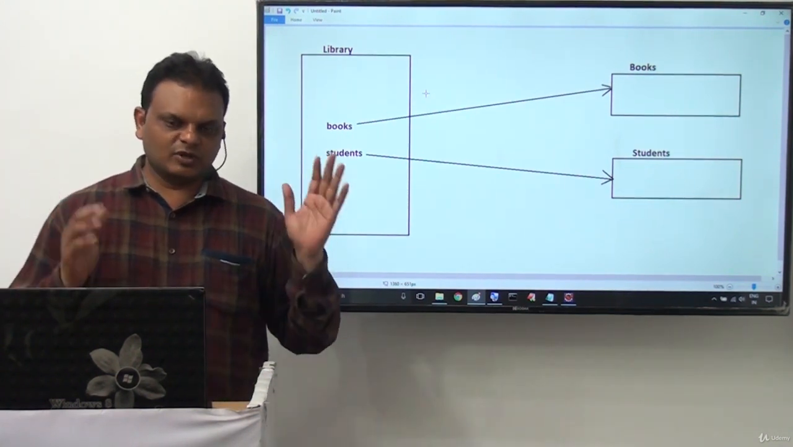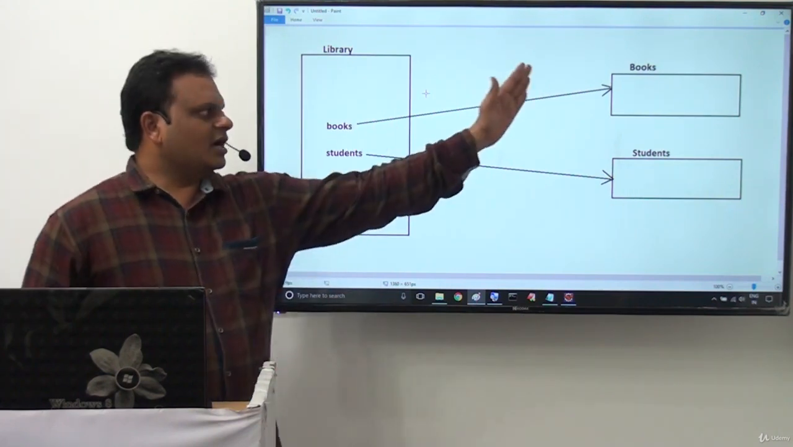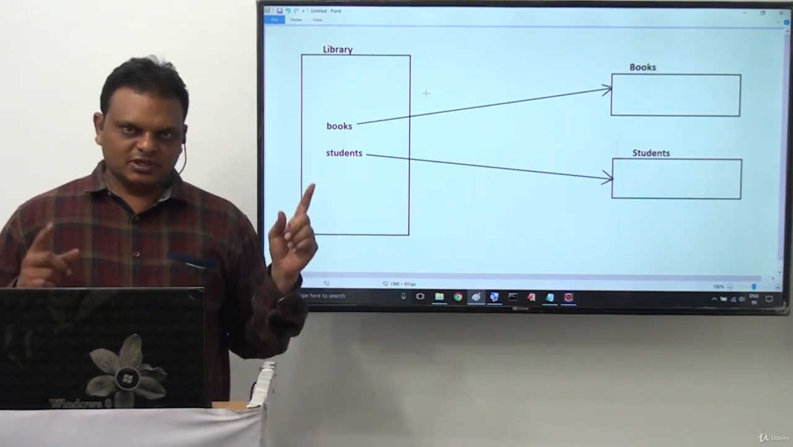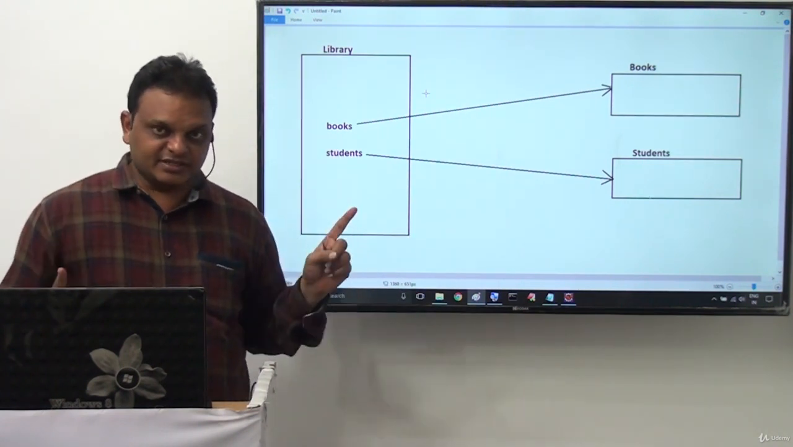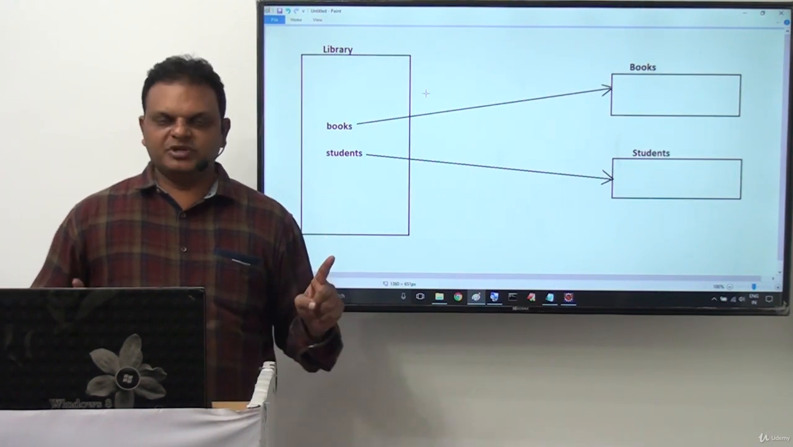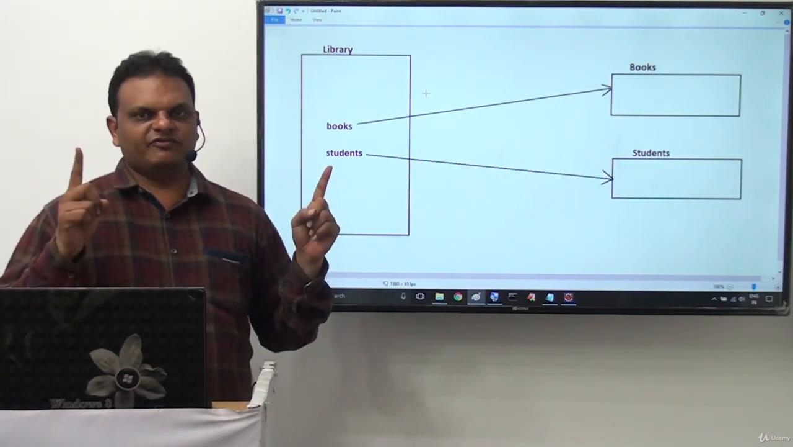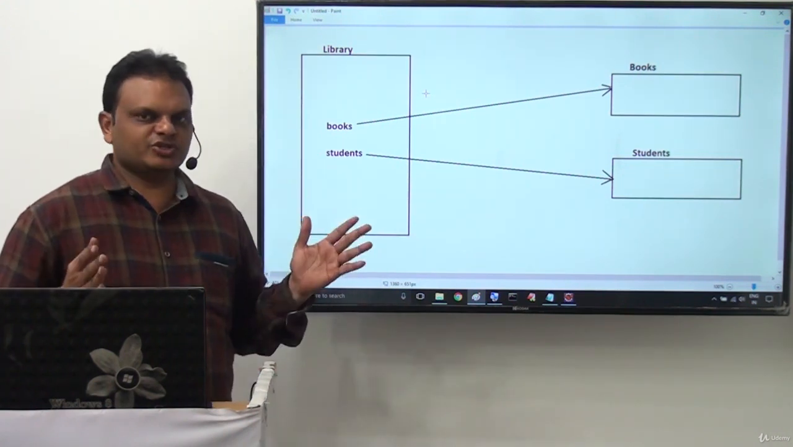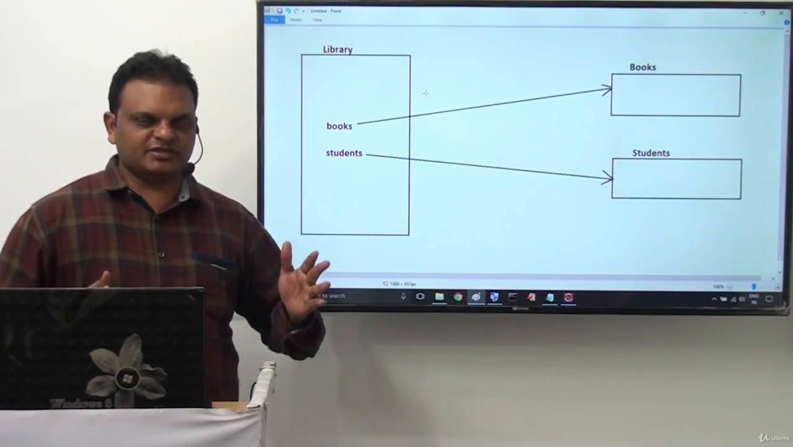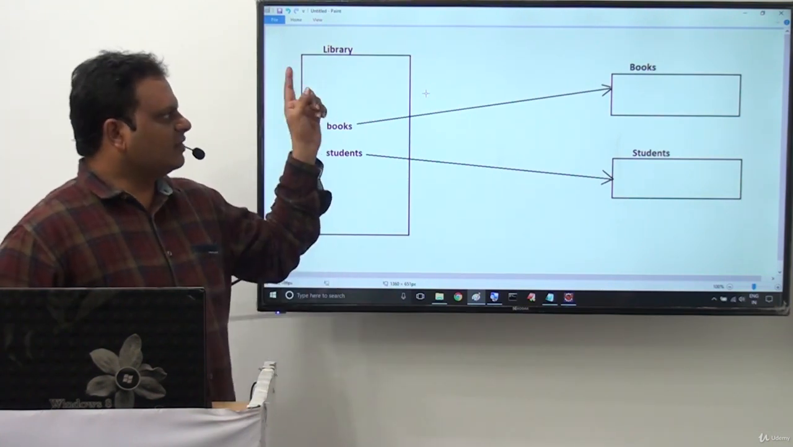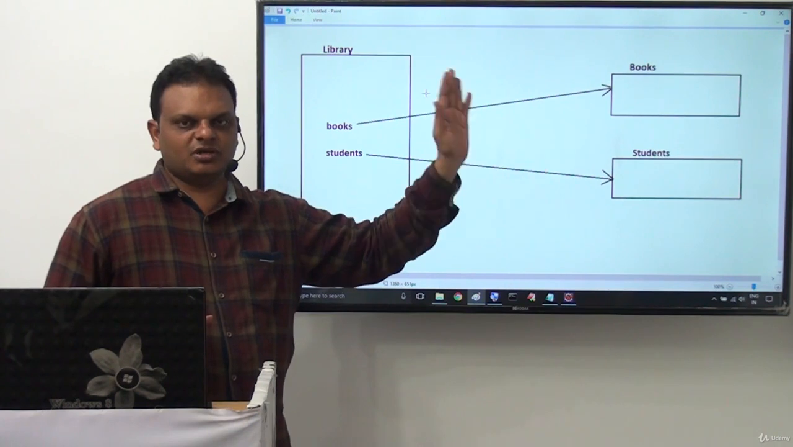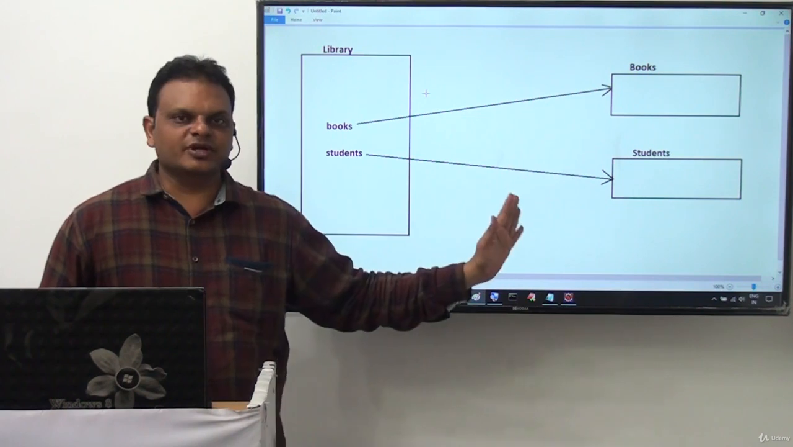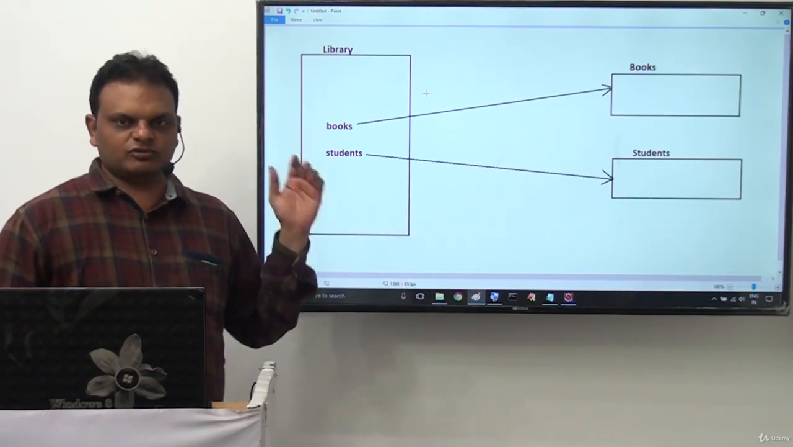Now here I am asking one simple question. Library and books, one association is available. Library and students, another association is available. Between which entities is strong association available, and between which entities is weak association available? That point we have to identify. Between library and books, strong association or weak association? Strong binding or weak binding? Between library and students, strong binding or weak binding? That we have to decide.